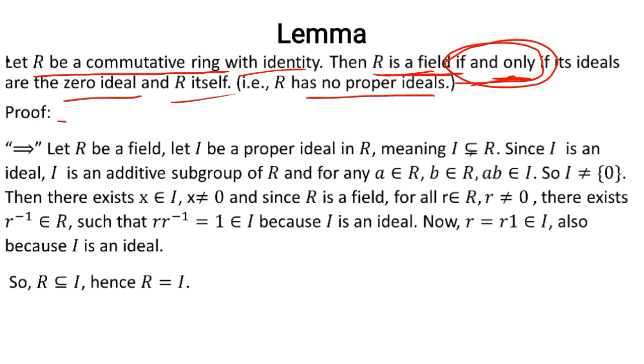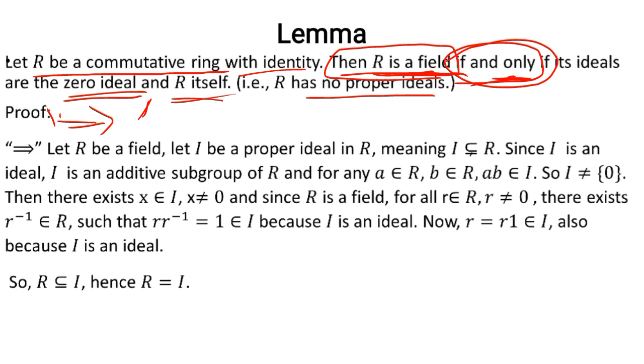We'll prove this direction first. You can choose to prove whichever direction you want first, but in this video I will be proving the direction you can see on the screen. So we're going to accept that it is a field first, and we're going to prove that the only ideals would be the zero ideal and R itself, meaning that R has no proper ideal. So let R be a field.